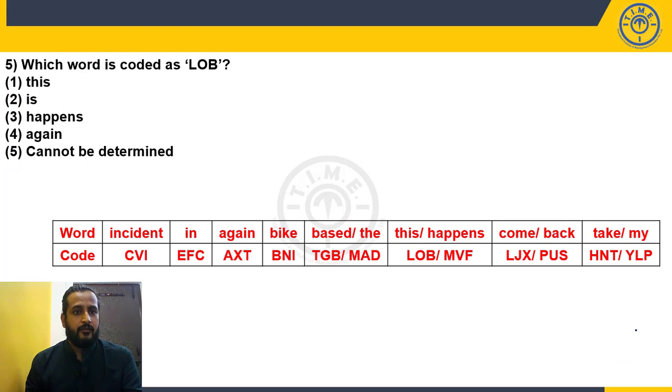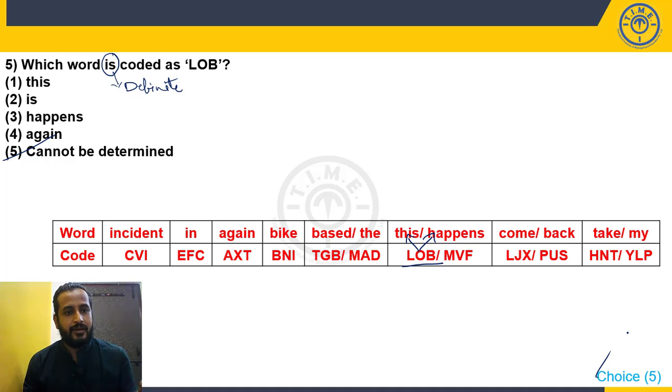Question number 5. Which word is coded as? Definite code they are asking. Definite is nothing but definitely. Can is nothing but possible. LOB. What is the code for LOB? This or that. Can you say exactly? No. So what will be my answer? Cannot be determined, because they are asking definite. Definitely, which is coded as LOB, they are asking. So can you say definitely? No. So what is your answer? Cannot be determined. Choice 5.